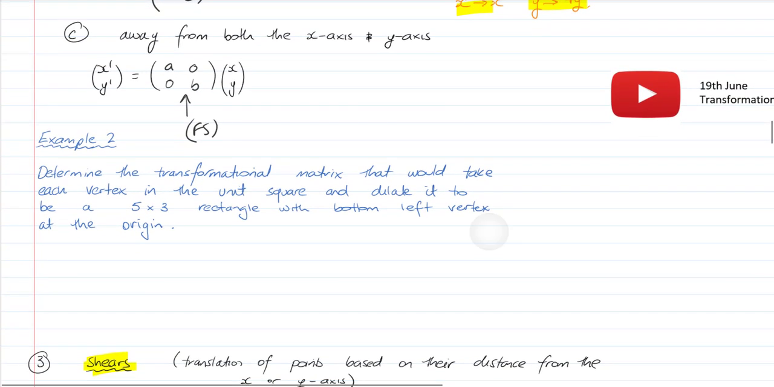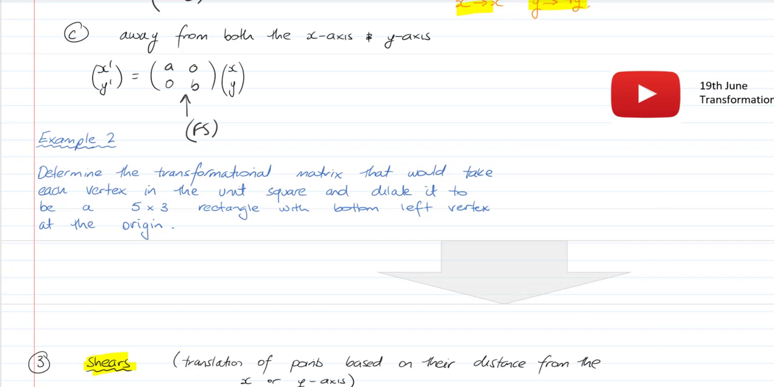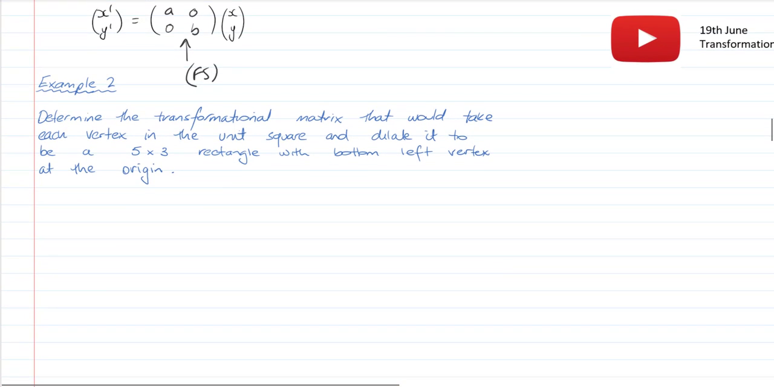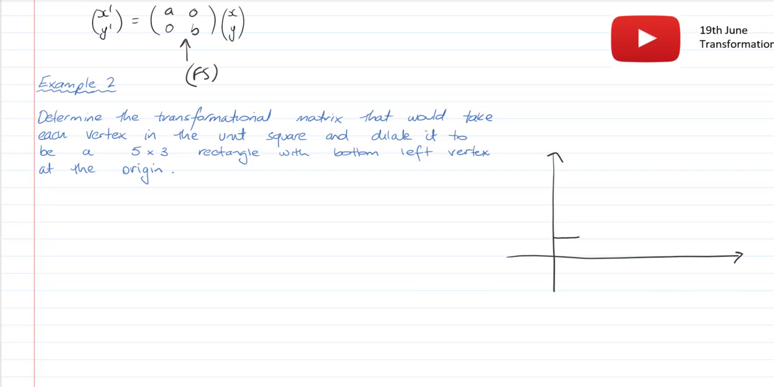So example 2. Determine the transformational matrix that would take each vertex in the unit square and dilate it to be a 5 by 3 rectangle with bottom left vertex at the origin. So I'll just quickly describe this unit square. It's worth looking at this visually. As the saying goes, if it's tricky, draw a picture, which I quite like. Here's my unit square. And here's my 5 by 3 rectangle. So 5 usually denotes the x value first and then the y value. So I'm just going to label this.